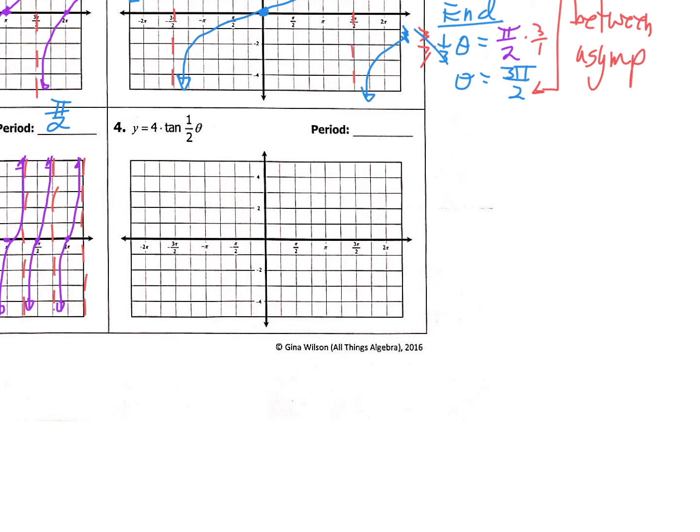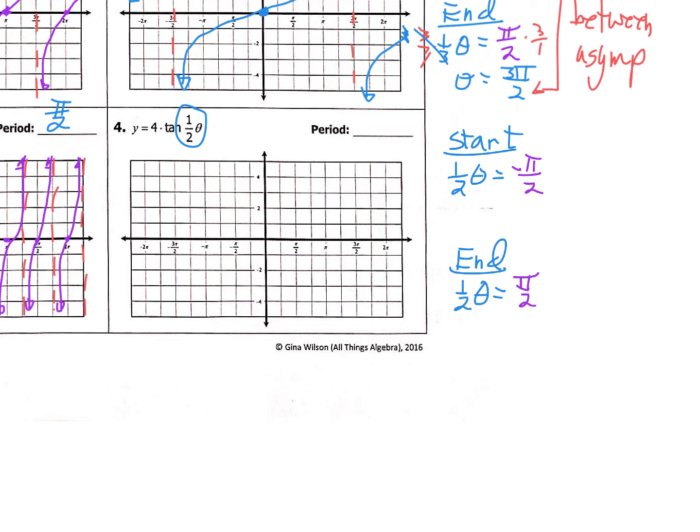So for number 4, same thing. We're going to do our start and end because we have to find our asymptotes. Oh, did we find our period? Yeah, we did find our period in the last one. So start. We're going to take whatever's happening to theta. So we're going to take 1/2 theta and set it equal. And then our end, we're going to take 1/2 theta and set it equal to our normal asymptote. So negative pi over 2 and pi over 2.